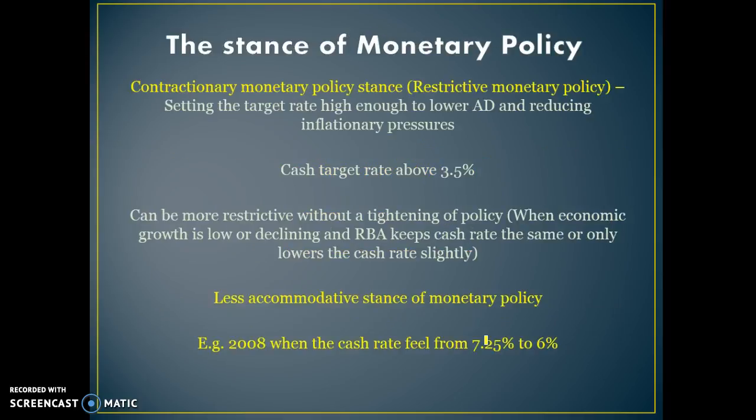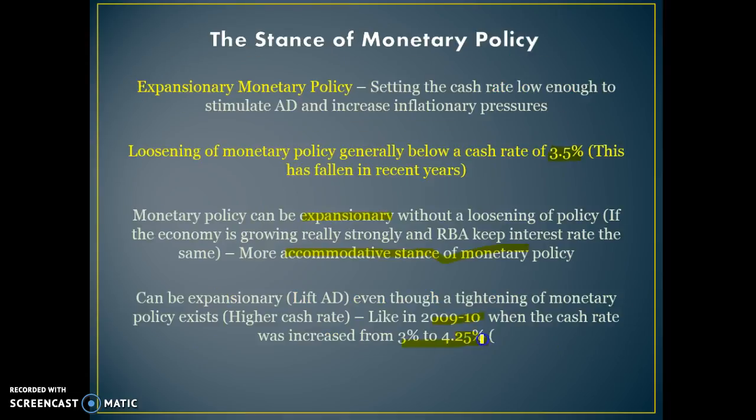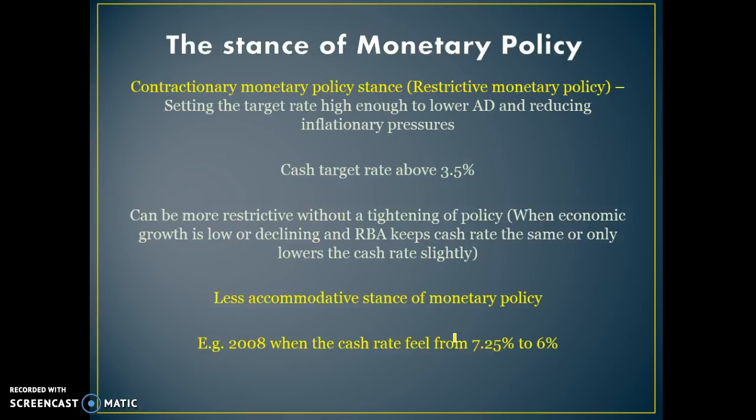Contractionary monetary policy is when we set the target cash rate high enough to lower aggregate demand and reduce inflationary pressures. At the moment, when the cash rate is generally above 3.5%, it's considered to be contractionary. And that threshold is constantly changing. It was different back in 2009, 2010, when I talked about 4.25% still being expansionary. So at the moment, if the cash rate's above 3.5%, it's considered to be a more contractionary stance.